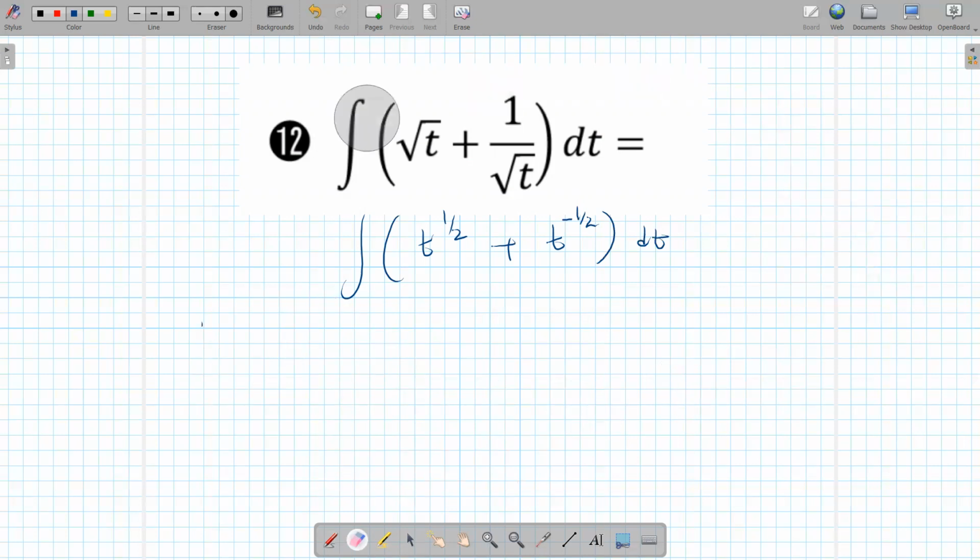You're going to add 1 to the exponent. What's half plus 1? 3 over 2. Okay. And then you're going to divide this by 3 over 2. The 2 is going to go up top here. What's negative half plus 1?